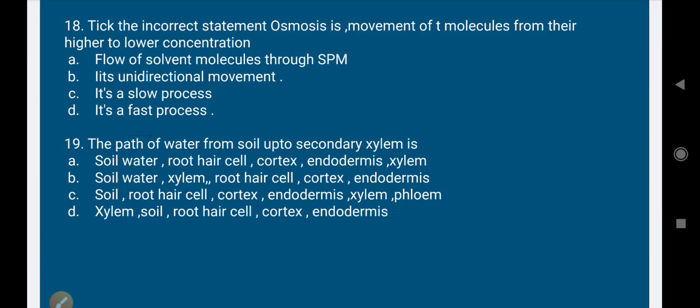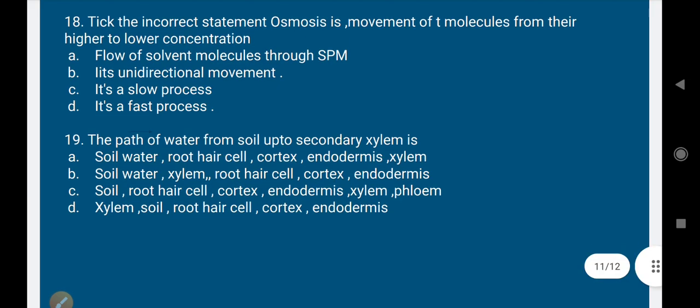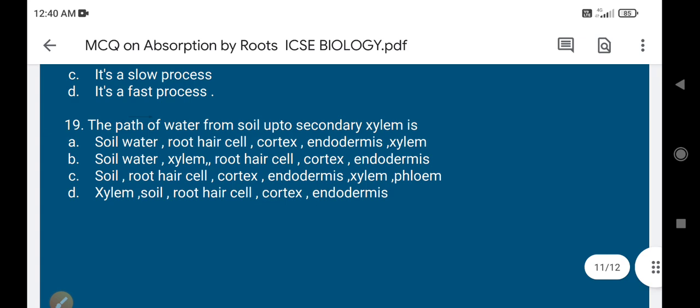The path of water from soil up to secondary xylem is, सबसे पहले water enter करता है soil water में. देन इट एंटर इनटू रूट हेयर. सो हमारा फर्स्ट एंड ए और सी पे कॉन्सेंट्रेट रहेगा. Then third is cortex. Yes, in both cases third is cortex. Then fourth is endodermis, xylem and phloem. Here phloem is no more. So here the correct answer is part A.